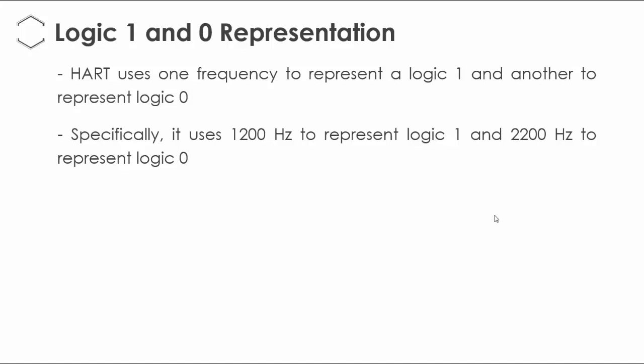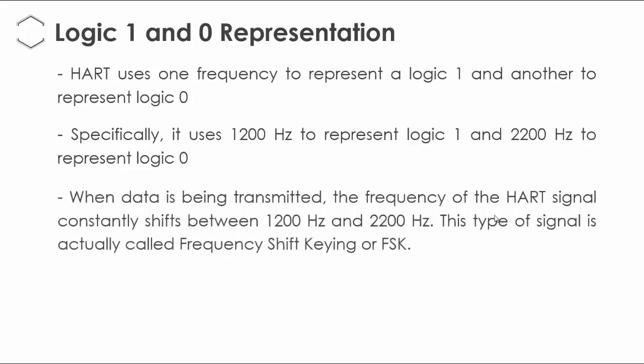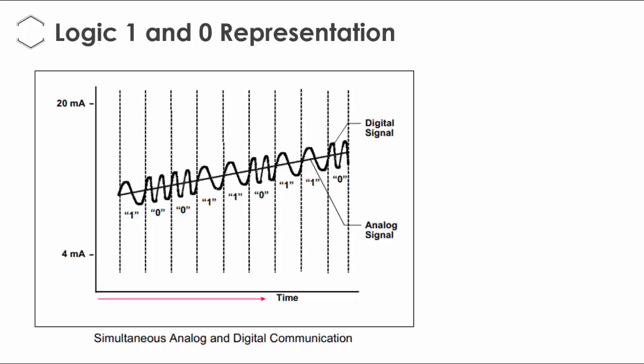So when data is being transmitted, the frequency of the HART signal constantly shifts between 1200 Hz and 2200 Hz. This method is actually called frequency shift keying, or FSK. This was first used for telephone systems to implement call ID, believe it or not. Let's look at a visual representation of these signals.